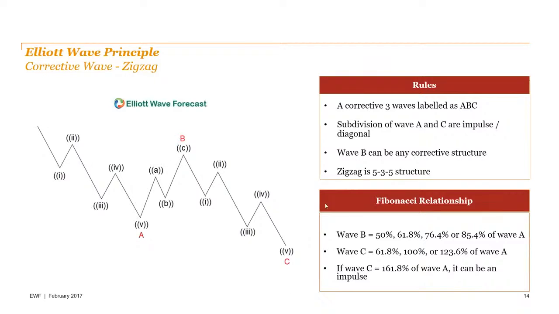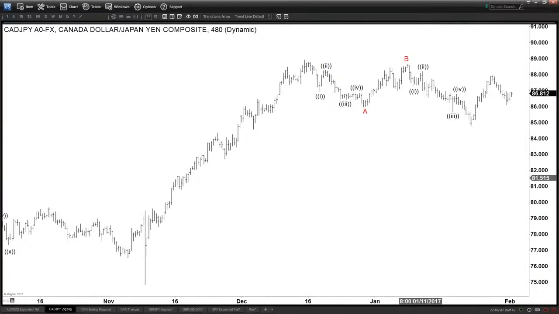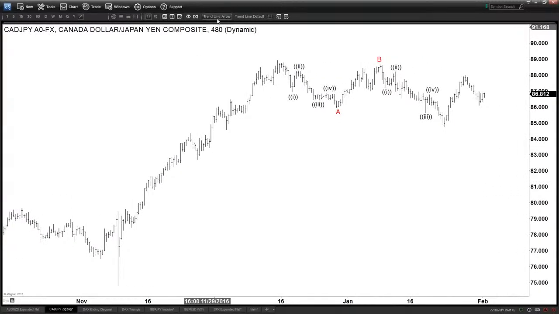Okay? Let's take a look at an example here with the zigzag. This is the Canadian dollar yen. Look here from this peak, we got 1, 2, 3, 4, 5, ending the wave A. Okay, we got the wave B, and then we got the wave C, also 1, 2, 3, 4, 5. So we have an ABC here. And notice here, wave B is a retracement, right? So it cannot go past above the beginning of the wave A.